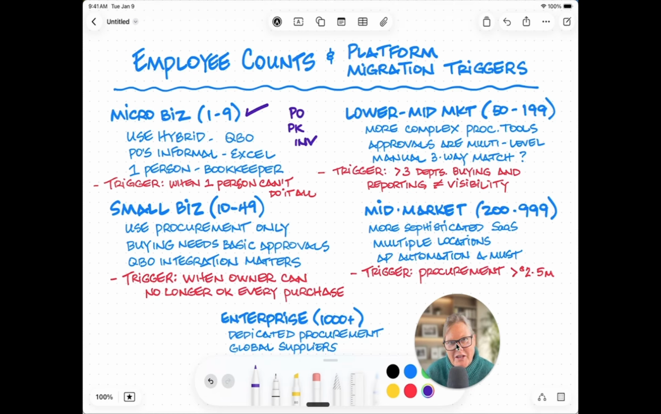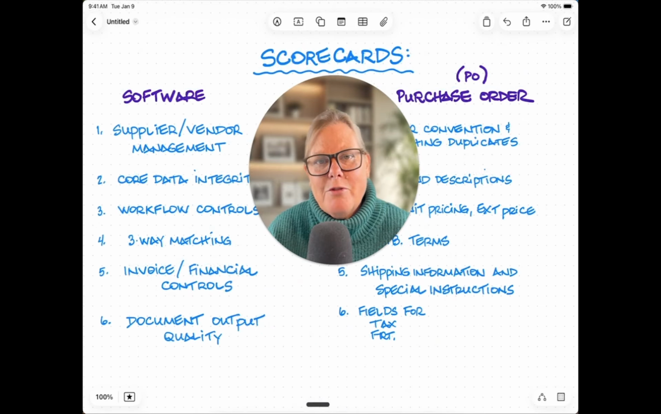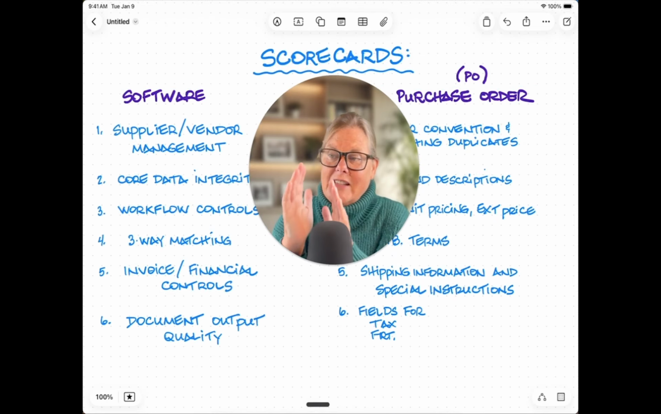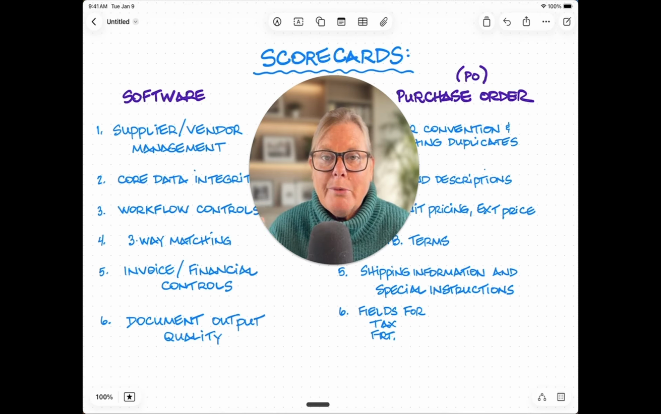But just for this video, I wanted to go over the basic dividing lines, not just for the number of employees that you have, but for the functions that you need to perform to decide which platform is best. To review these software platforms appropriately, I've developed two distinct scorecards. One is going to be for the general software itself, and the second scorecard is just going to focus on the purchase order module. So let's see what I have.